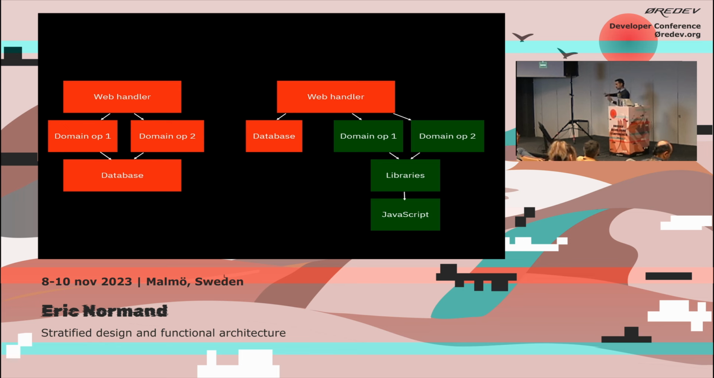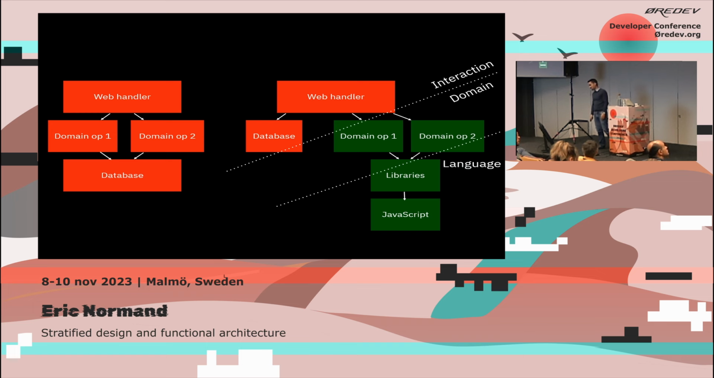So our domain operations, we try to make them pure functions, calculations. So all that stuff becomes green. And then we can draw these diagonal lines. So the red stuff goes in the interaction layer. And we have this slice of our domain operations. And then on the bottom, we have what I'm calling the language layer. And it includes the libraries in addition to the JavaScript.